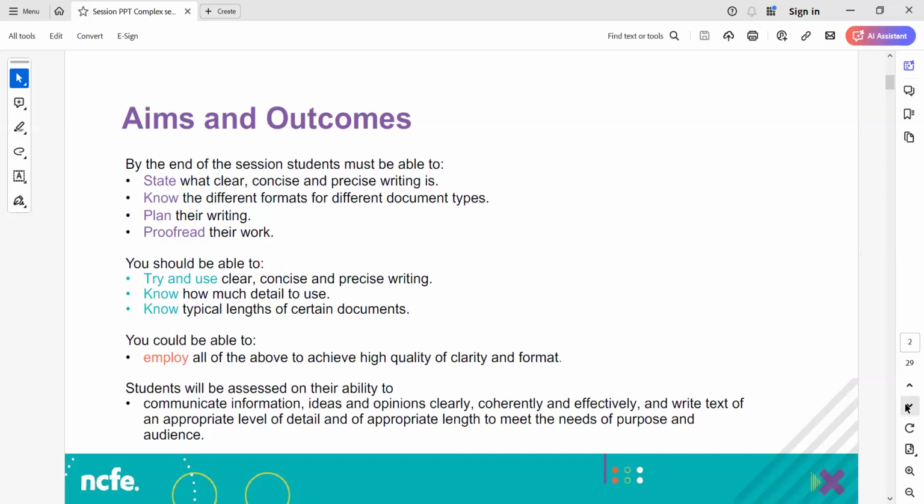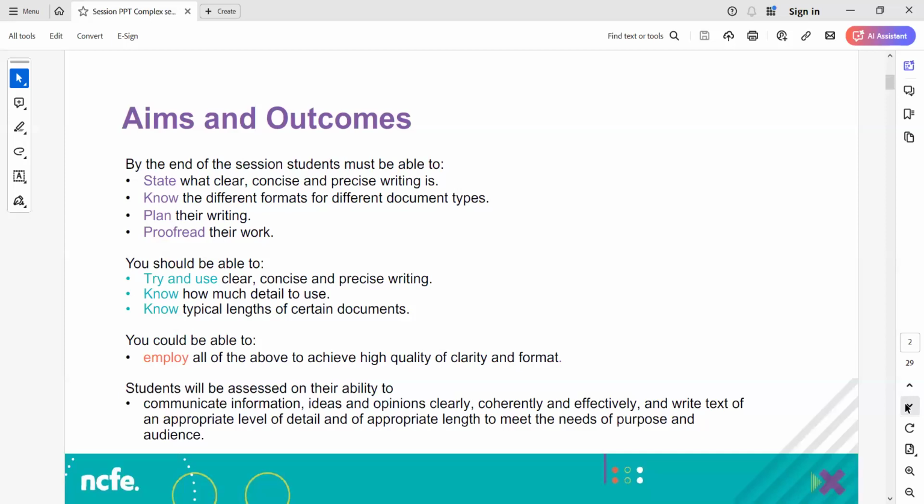state what clear, concise and precise writing is, know the different formats for different document types, plan your writing and proofread your work. You should be able to try and use clear, concise and precise writing, know how much detail to use and know typical lengths of certain documents. You could employ all of the above to achieve high quality of clarity and format.